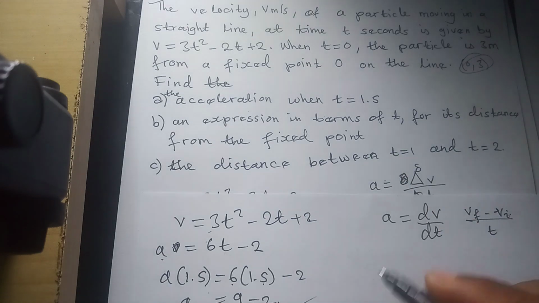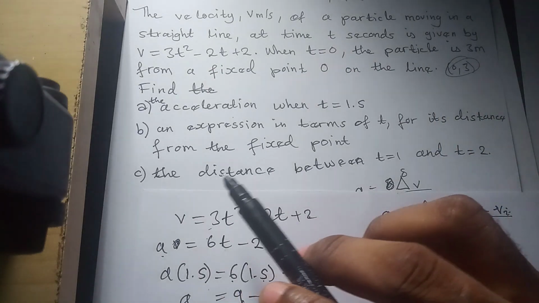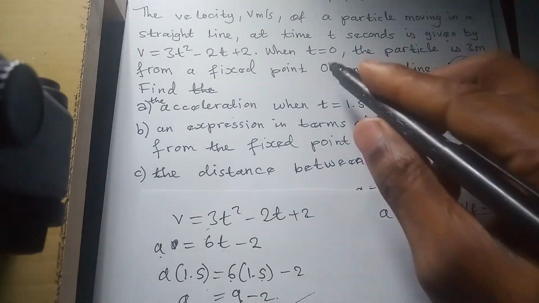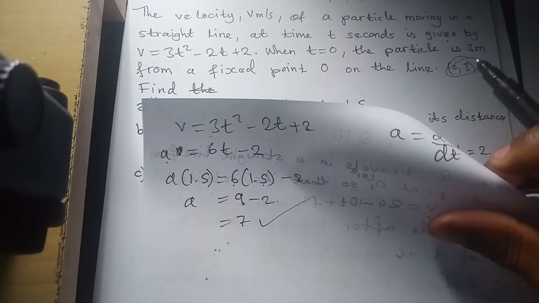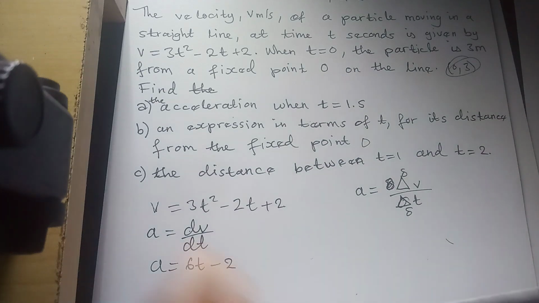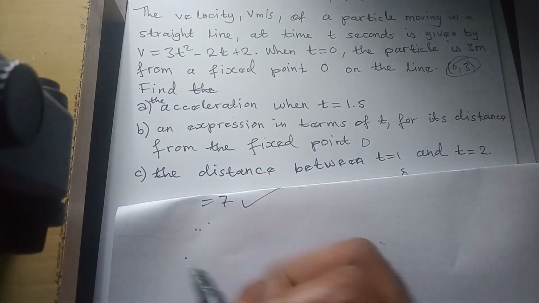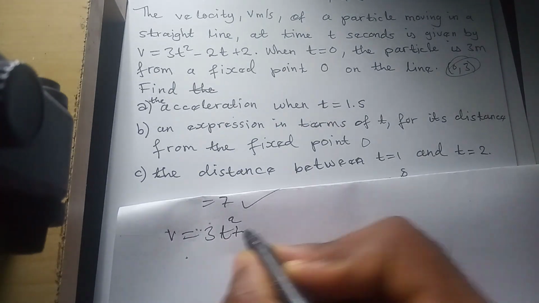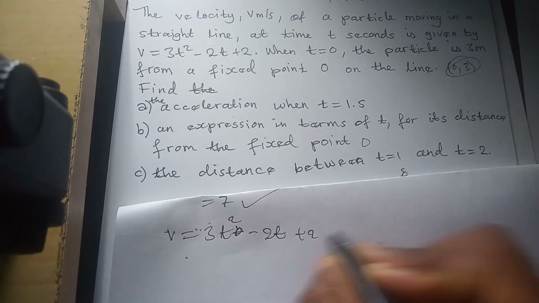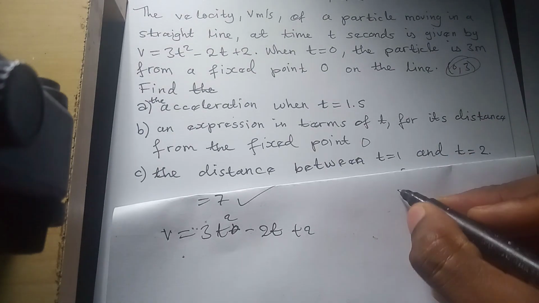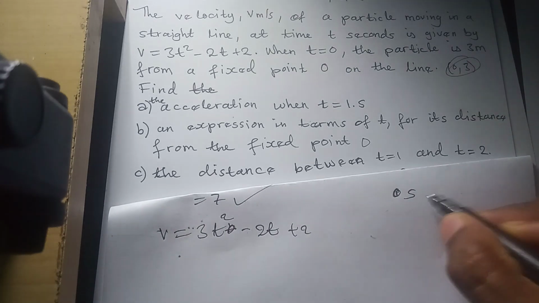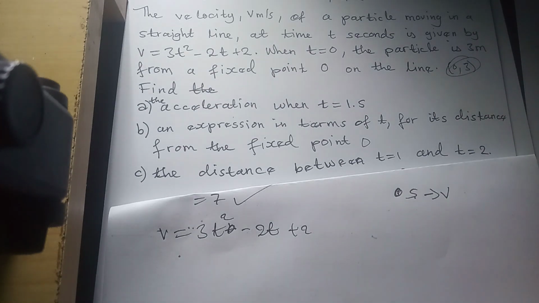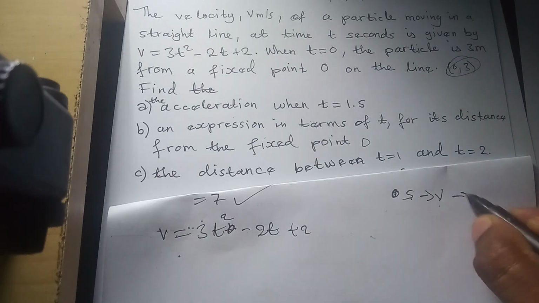And then an expression in terms of t for its distance from a fixed point. I think that fixed point should be O, this one here. So to find that expression, you can simply say velocity is equal to 3t squared minus 2t plus 2. So we are trying to find an expression for distance. Once you differentiate distance, or you divide it by time, you get the velocity. You divide this by time, you get the acceleration.